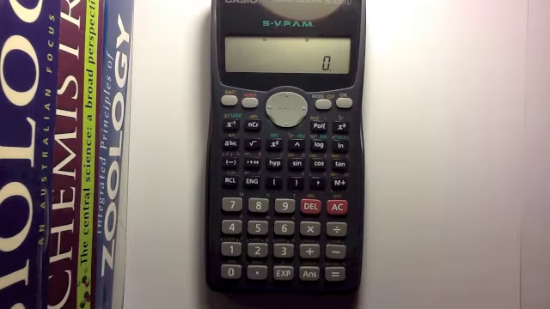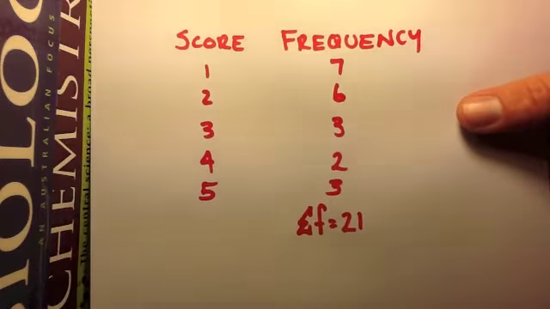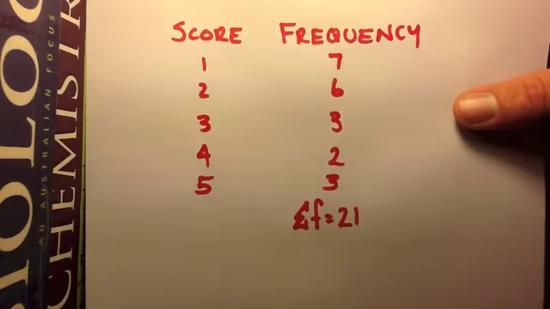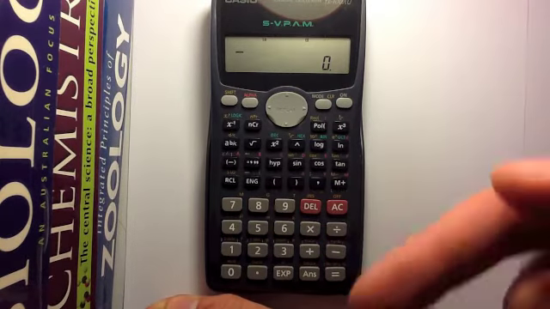Now what we're going to do is enter this set of data into the calculator and find the mean and standard deviations from it. To do that, I'm going to enter the scores.